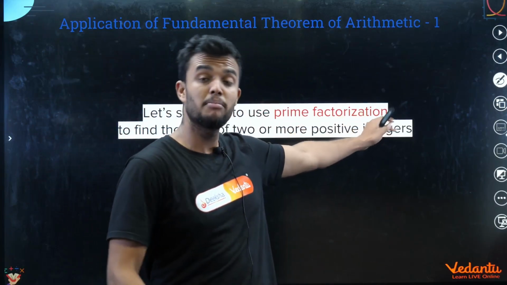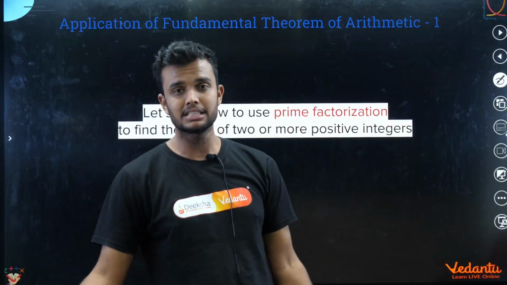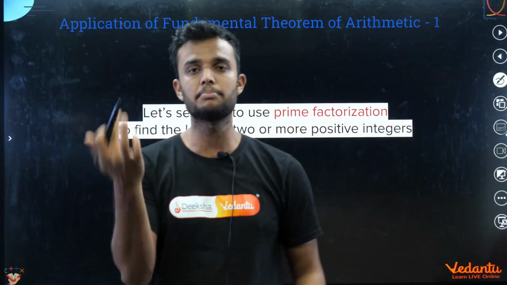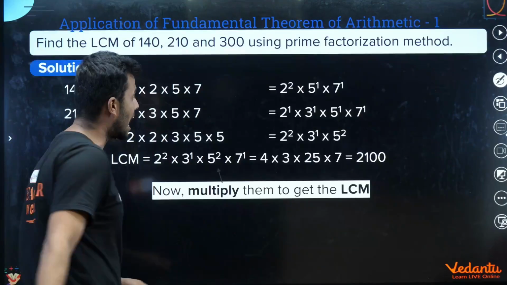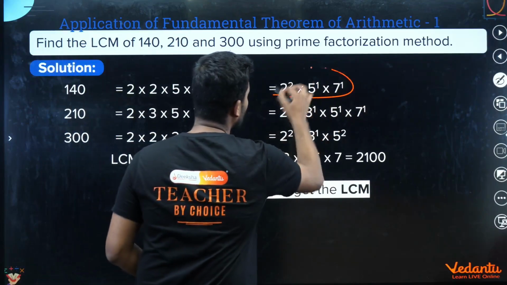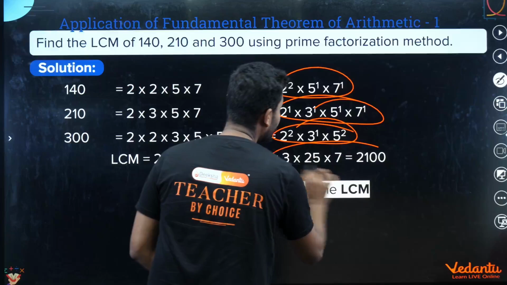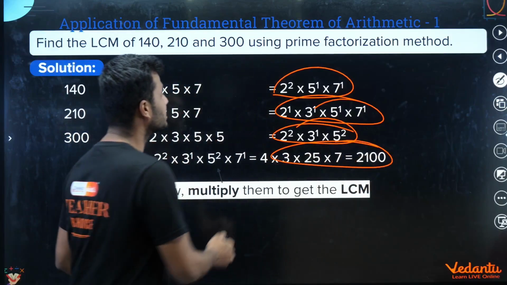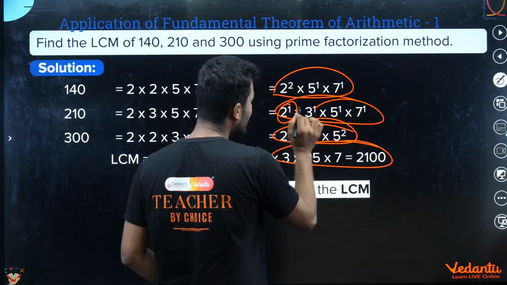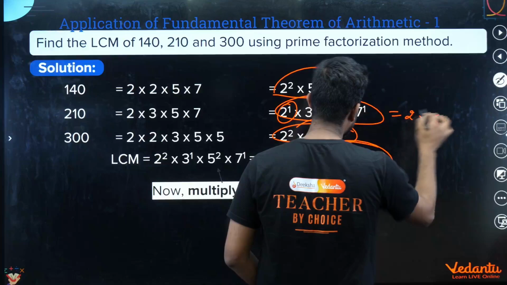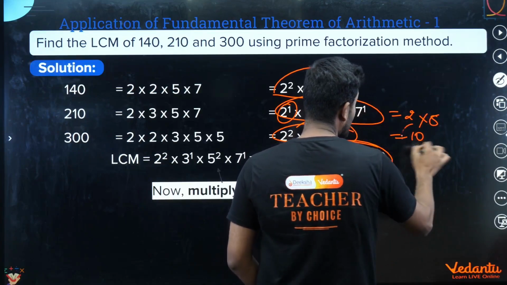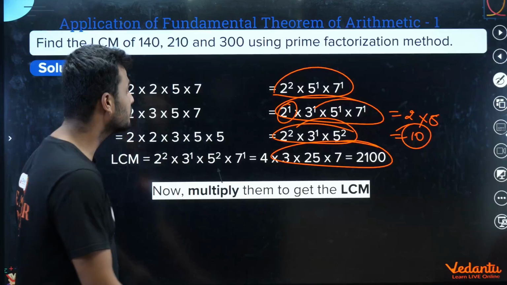If in any one number 2 power 3 is there, we need to take that prime with its highest power in any of the three numbers. Okay, let's find out 140, 210, 300. We already found out, right? These are the 2 power 2, this is there. If we find out HCF now, look here. 2 power 1 is present in this one, that's why 2. Then 3 is not present, 5 is present, 7 is not present. Then HCF is 10, but LCM, look here.